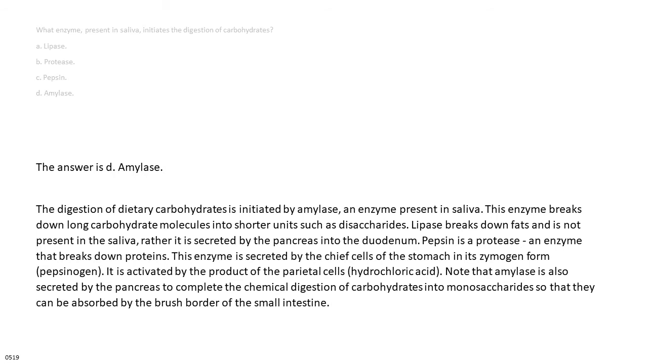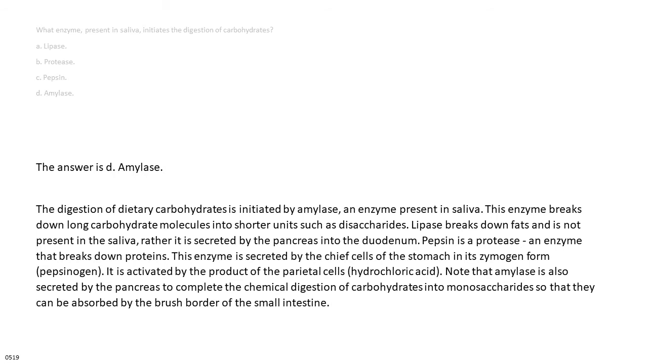Lipase breaks down fats and is not present in the saliva, rather it is secreted by the pancreas into the duodenum. Pepsin is a protease, an enzyme that breaks down proteins. This enzyme is secreted by the chief cells of the stomach in its zymogen form, pepsinogen. It is activated by the product of the parietal cells, hydrochloric acid.